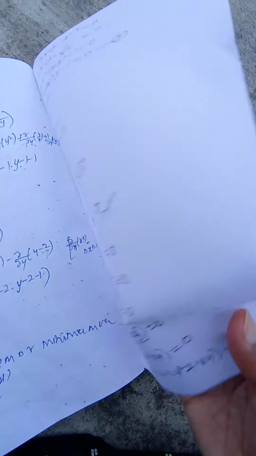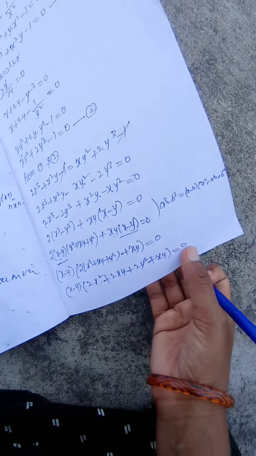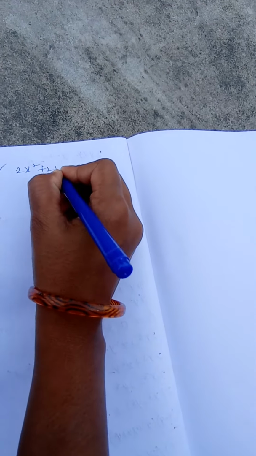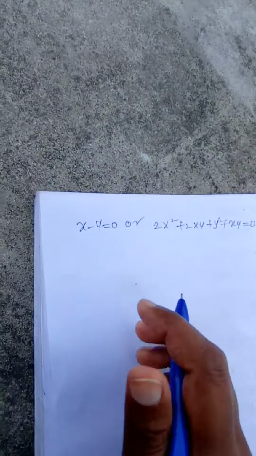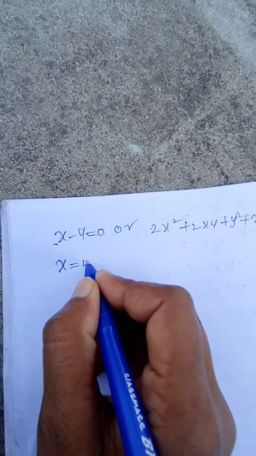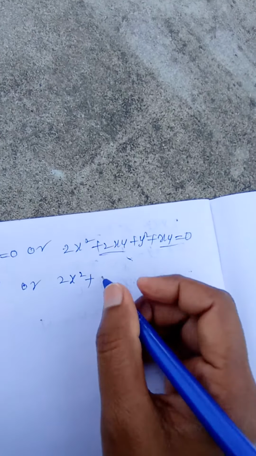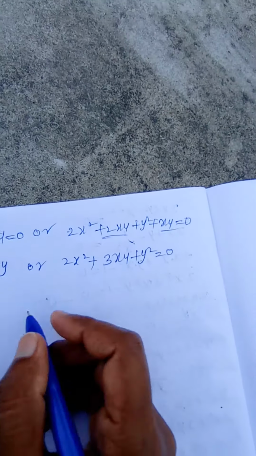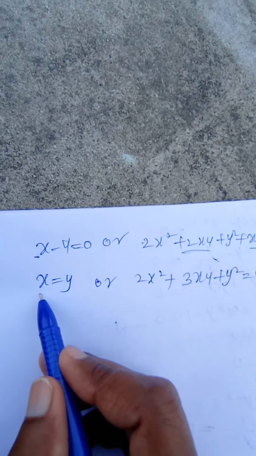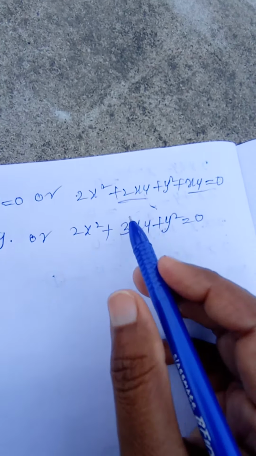So next, x minus y equal to 0 or this is 2x square plus 2xy plus y square plus xy equal to 0. So this is x equal to y or 2x square plus 2xy plus xy, 3xy, plus y square equal to 0. So we get one value, x equal to y, and this is a quadratic equation.